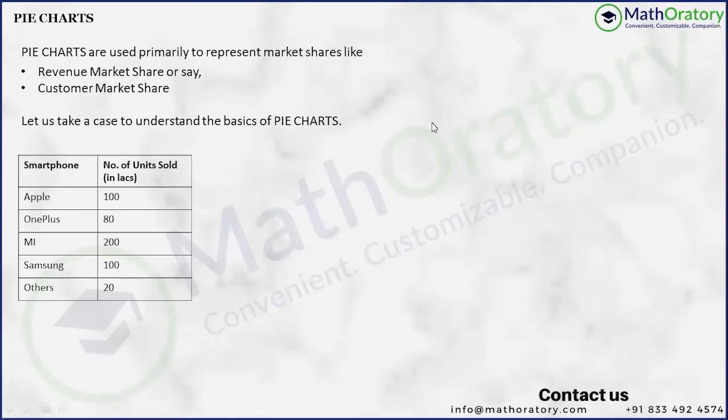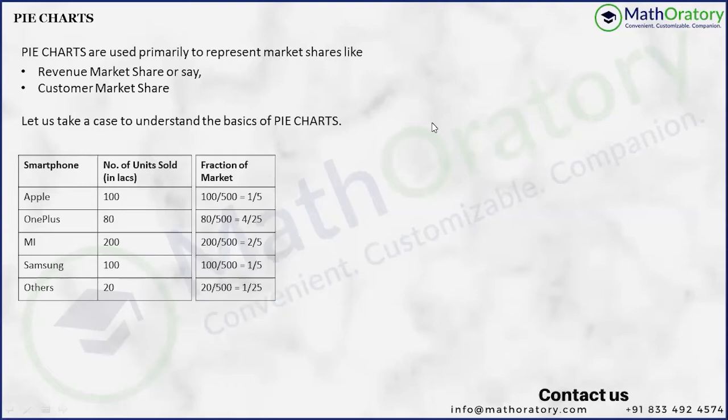So, how will the pie chart look? And moreover, how am I going to construct it? Let us understand the construction of a pie chart, because if we understand it from the basics, we will be in a better position to solve any set pertaining to a pie chart. First and foremost, the total market is 100 plus 80 plus 200 plus 100 plus 20, which turns out to be 500. So the total market of these five companies put together is 500, or by market I mean the total number of units which have been sold.